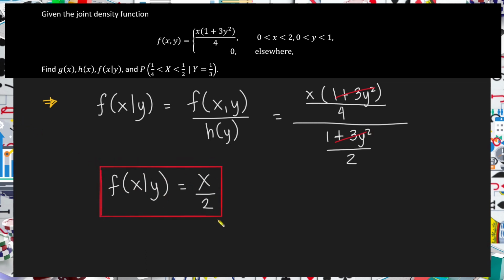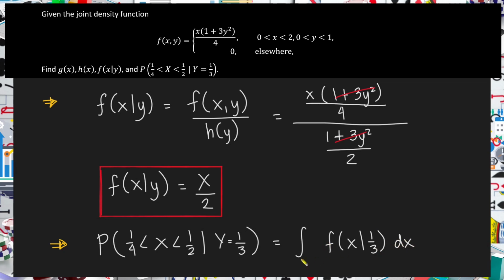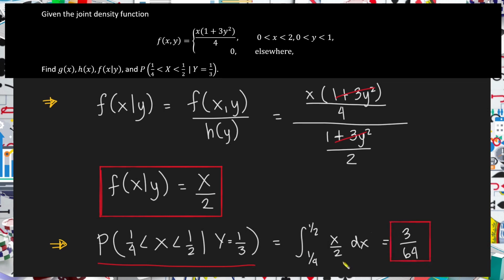Ito na ngayon yung gagamitin natin in order to evaluate our probability, yung probability that x will have a value between 1/4 and 1/2 given na y is equal to 1/3. We simply need to evaluate our conditional probability function f of x given y with respect to x. Okay, so yung limits natin dito will be from 1/4 to 1/2. So this will be integral of x over 2 dx from 1/4 to 1/2. Okay, evaluating this integral, we will obtain 3 over 64. Therefore, the probability that x will have a value between 1/4 and 1/2 given na yung y is 1/3 is equal to 3 over 64.